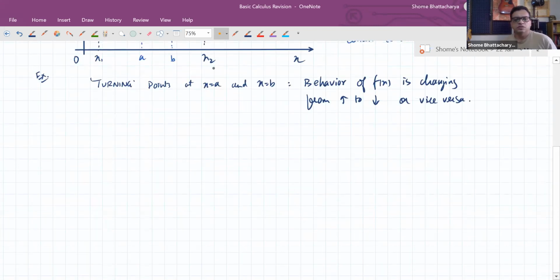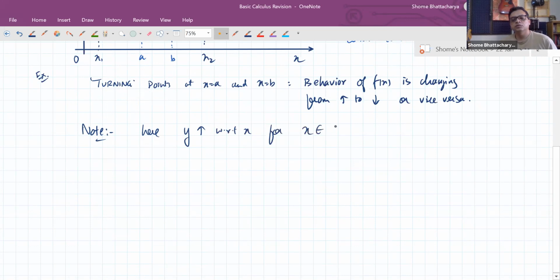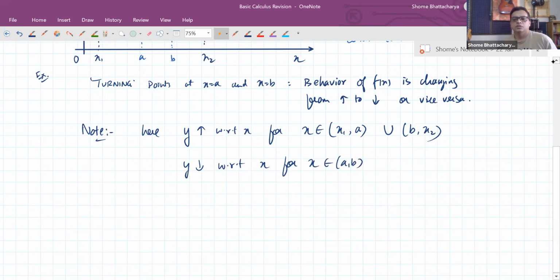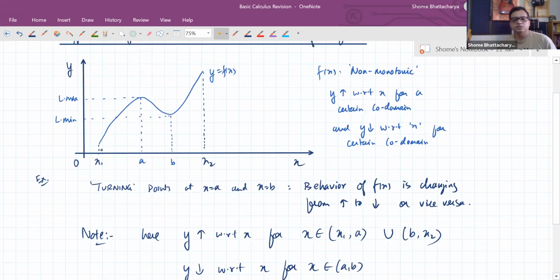So we can also observe here that in this particular function, y increases with respect to x for x belonging to that part of the domain, x1 to a, and again union with b to x2, whereas y is decreasing with respect to x for x belonging to the part of the domain which is in between a and b. Okay. So just take a look at the graph again and understand these two statements. Okay, the function is increasing in nature. That is, if I increase x, y increases, and vice versa for decreasing for these two parts.